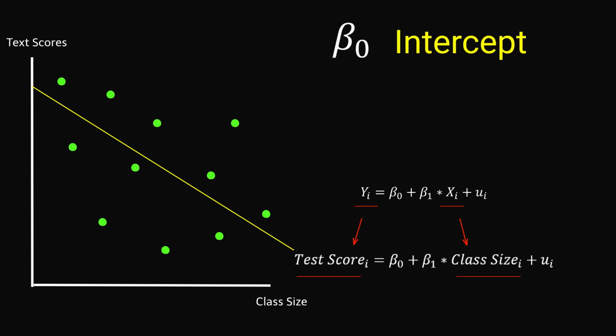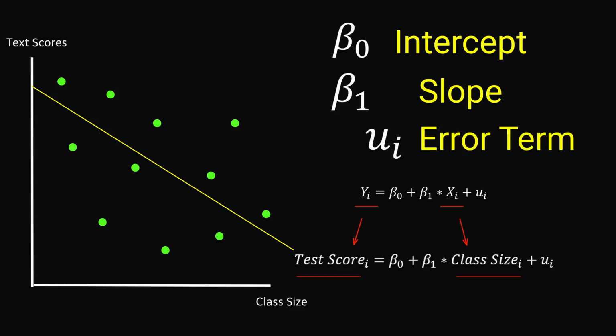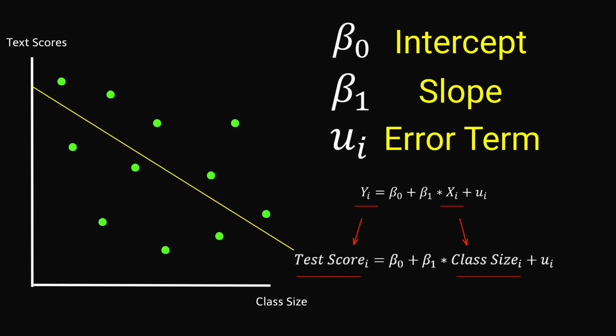Beta 0 is the intercept, where the line crosses the y-axis when class size equals 0. Beta 1 is the slope. It shows how much the average test score changes when class size increases by one student. ui is the error term. It captures all other factors that affect test scores but are not included in the model, such as differences in teaching quality, student ability, or parental involvement.